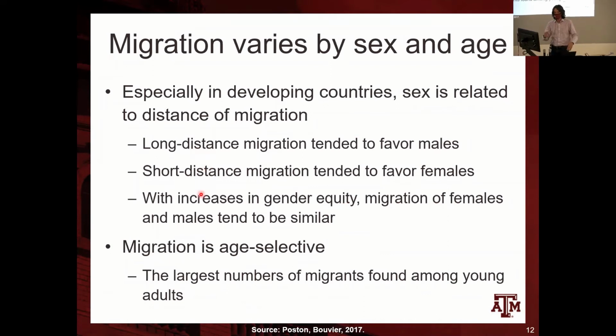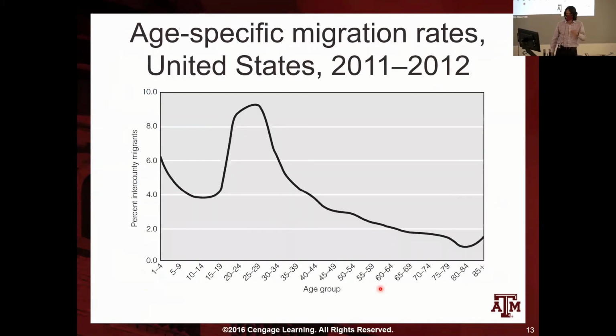Migration is age selective. That's something that I mentioned to you earlier today. The largest numbers of migrants are found among young adults, those between 20 and 29 years of age. That's where we see high levels of migration. But that varies a lot from country to country, right? But overall, the pattern of migration rates by age is this one here.